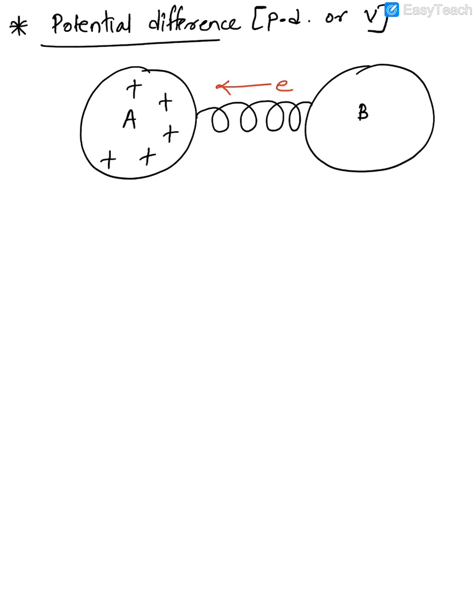B is neutral and A is positively charged, so the protons will attract the electrons. So electrons will flow from B to A and the current will flow from A to B. Okay guys, next example now.